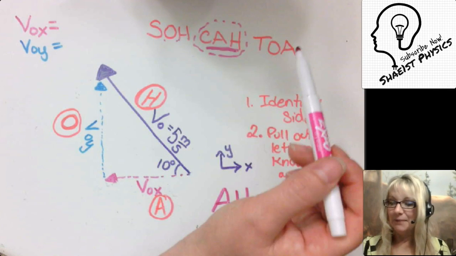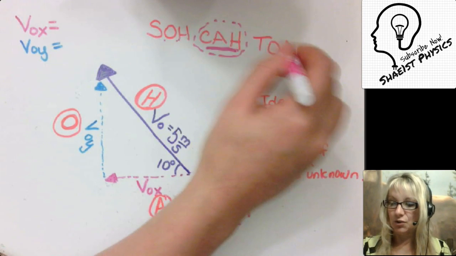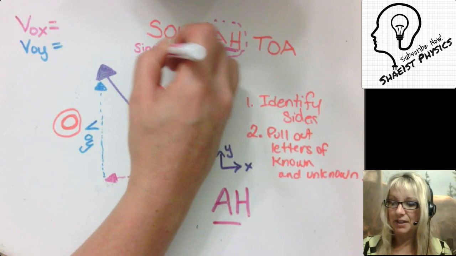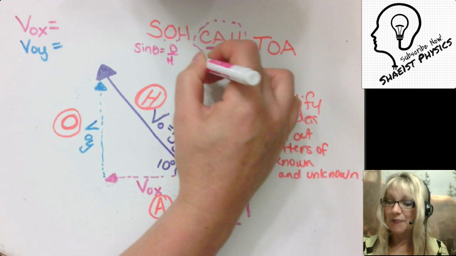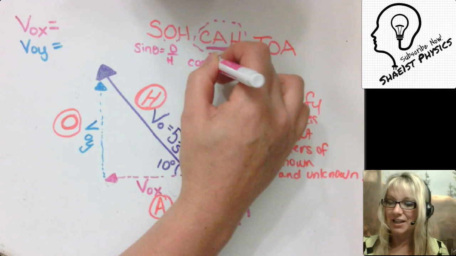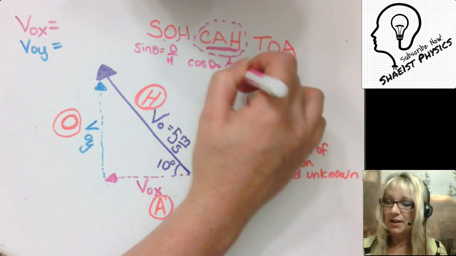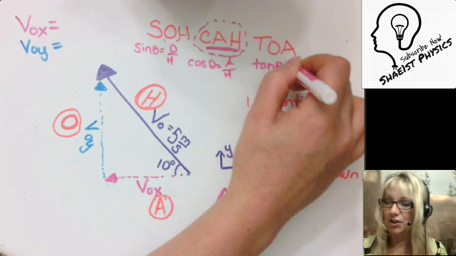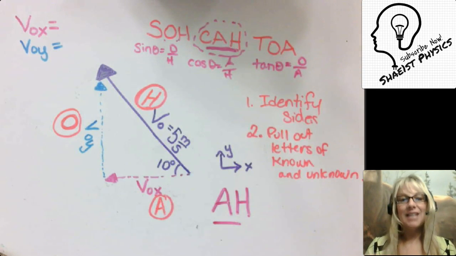Now, don't forget, each one of these stands for an equation. SOH represents sine theta equals opposite over hypotenuse. Cosine theta, CAH, is cosine theta equals adjacent over hypotenuse. And TOA means tangent theta equals opposite over adjacent. Now some of you may be like, but I don't know what that means. Just relax. Take it in. You will know what it means in a little bit.